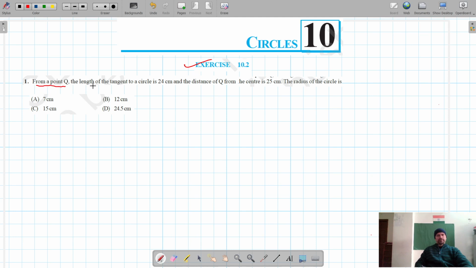Starting with question 1 of exercise 10.2, which says that there is a point Q from where the length of the tangent to the circle is 24 centimeter and the distance of Q from the center is 25 centimeter.